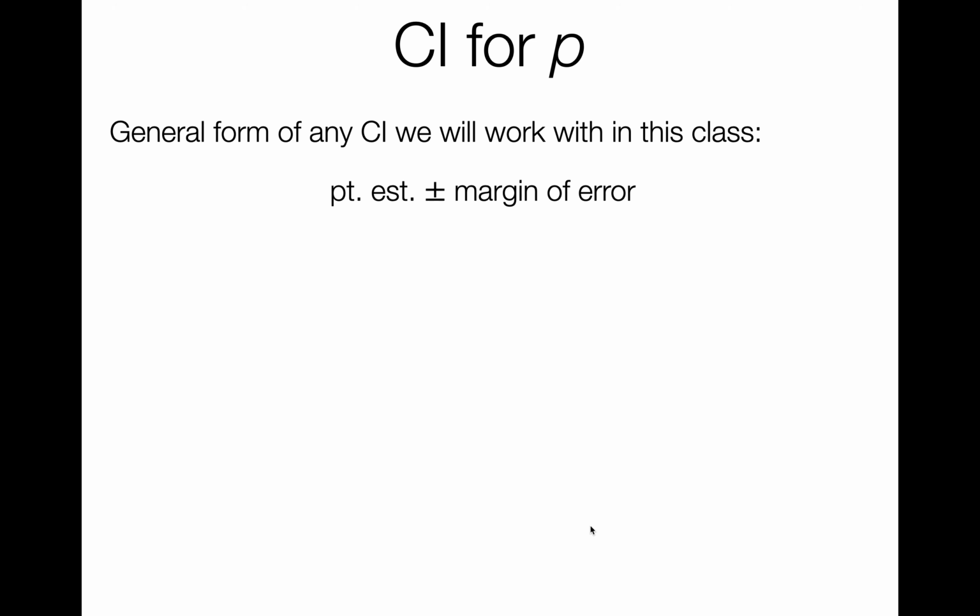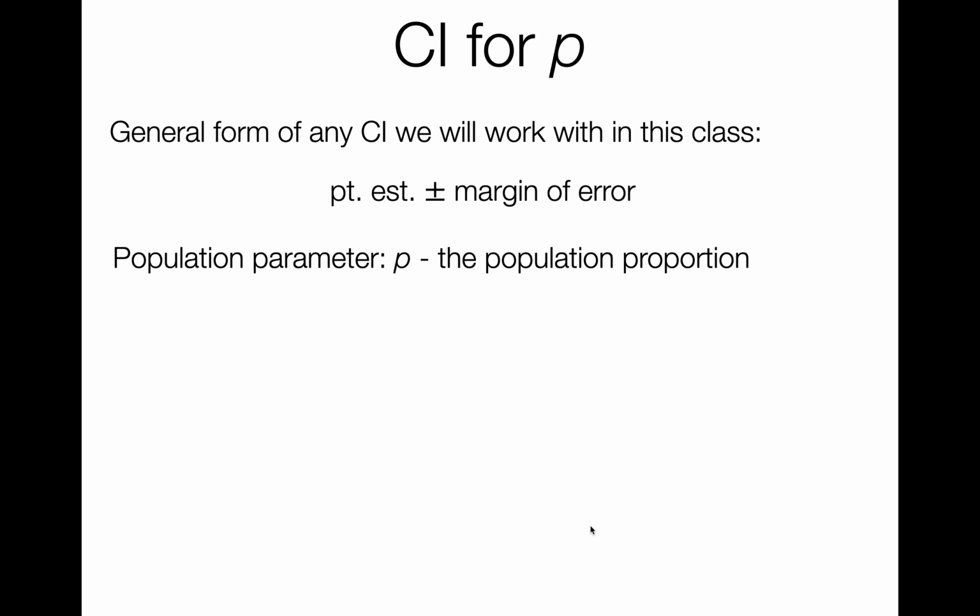It's the point estimate plus or minus the margin of error. So what we need to do now for this particular problem is to find the point estimate or point estimator and the margin of error, based on what we're looking for, P. So what is P again? P is the population parameter. So we always have a population parameter that we're interested in. In this case, it's P, which is the population proportion.